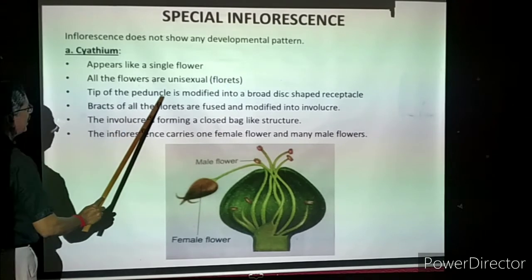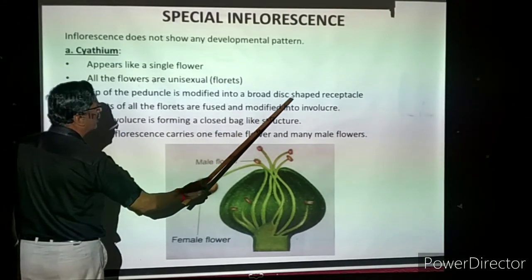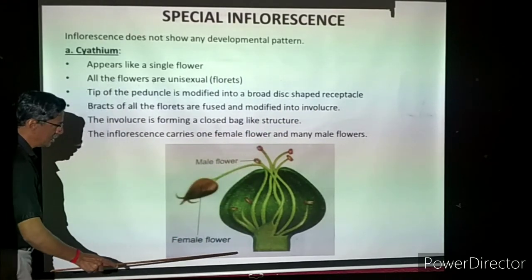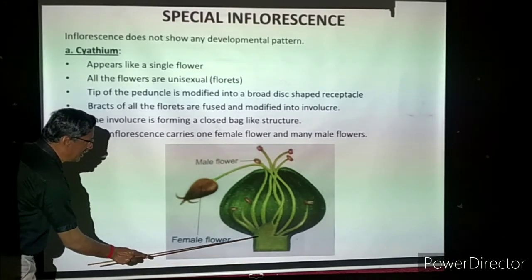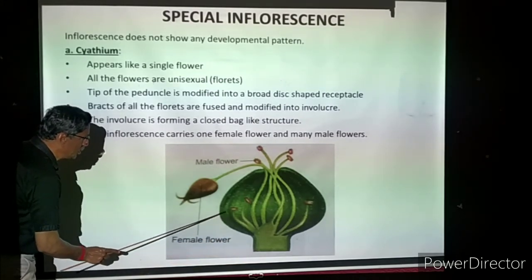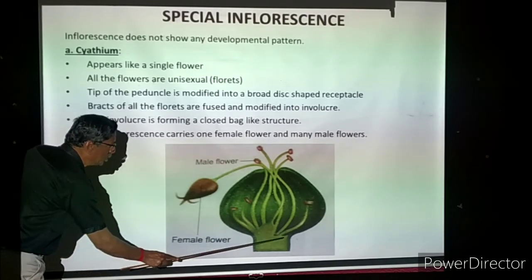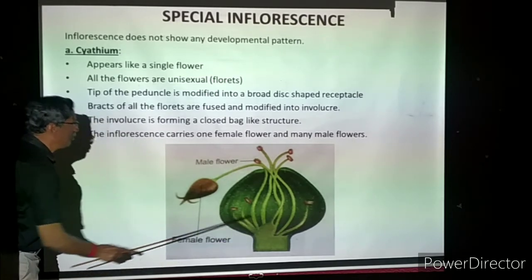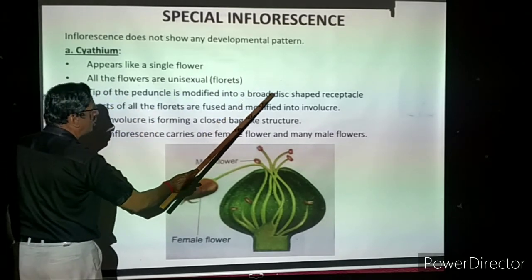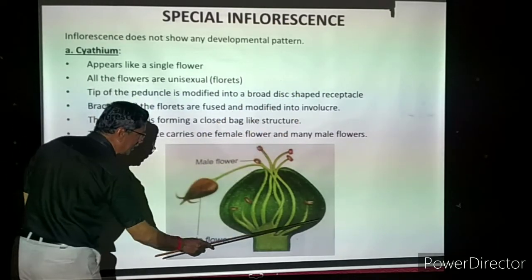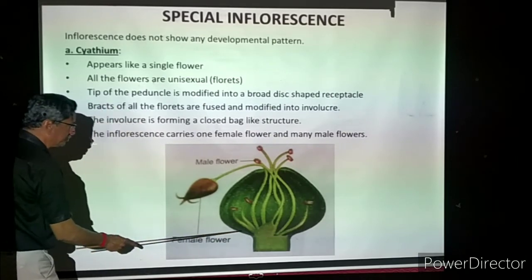The tip of the peduncle is modified into a broad disc shaped receptacle. Now this is the peduncle, here it is coming up. Now this peduncle is modified, up to this much we have to take. Now a cup like structure is formed. Okay, the tip of the peduncle is modified into a broad disc shaped receptacle. Now this is the receptacle here.